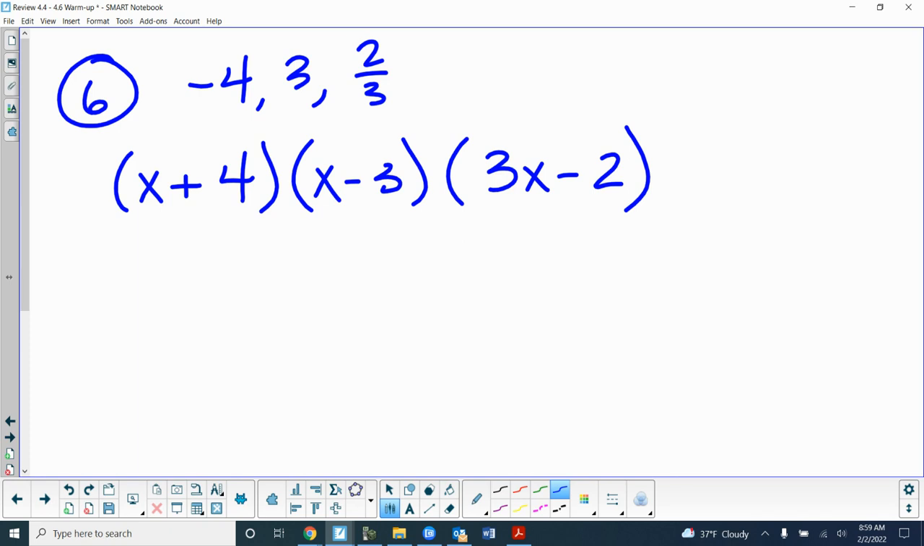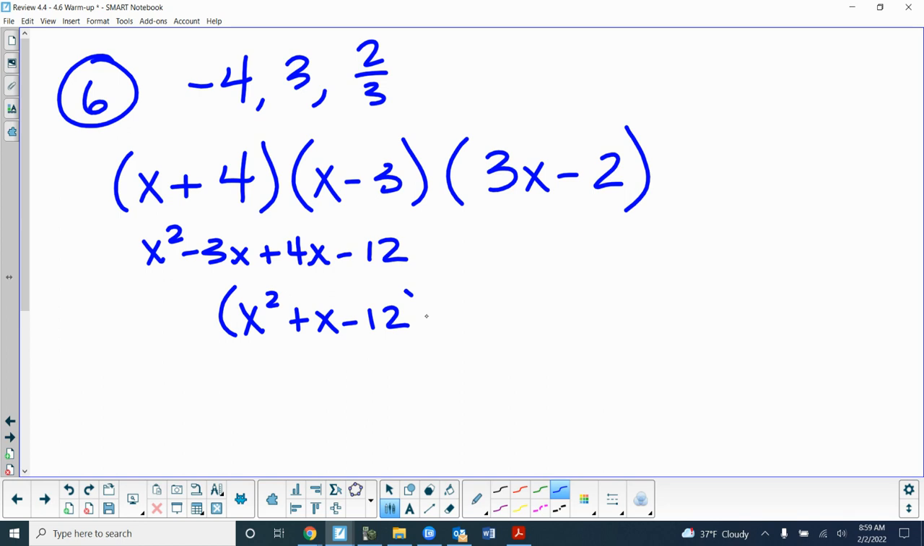All right, so you've got to FOIL. You can't do all 3 at once. You just have to do 2 at a time. So I did the first 2. x times x, x times negative 3, 4 times x, and 4 times negative 3, which is x squared plus x minus 12. So I get that trinomial. I have to multiply it by the 3x minus 2.